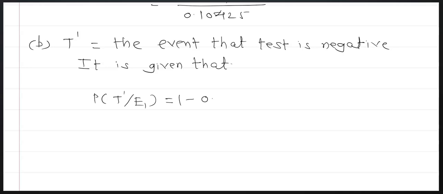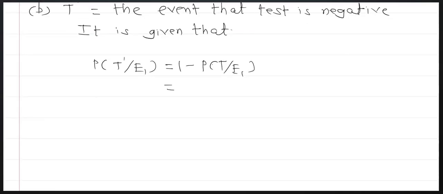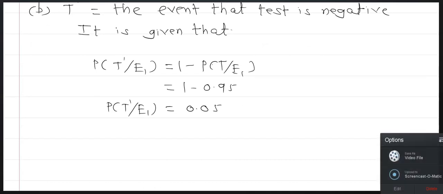Negative test, that is, the probability of T dash conditional E1 is 1 minus the probability of T conditional E1, that is 1 minus 0.95. That is a person who suffers but has been given a negative result. The probability of T dash conditional E1 is equal to 0.05.